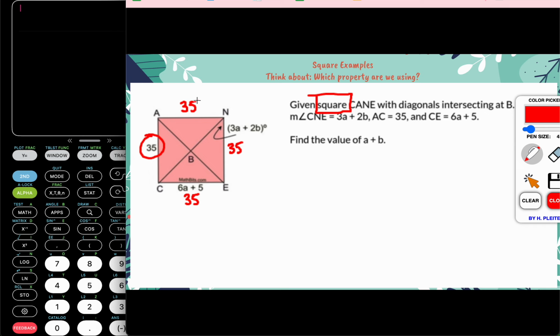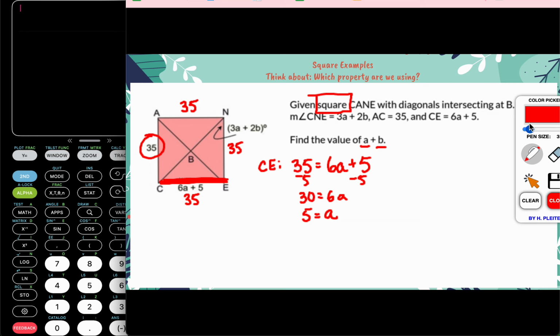Now, it wants us to find A and B. What I'm seeing right now is I have side CE labeled as 6A plus 5, but I know that that's also going to be equal to 35. So I'm going to take CE, and I know that 35, which is that side length, has to be equal to 6A plus 5. If we subtract 5 on both sides, we'll get 30 equals 6A, so we'll be able to find out that 5 is equal to our A value.